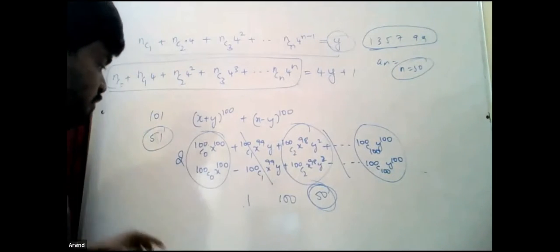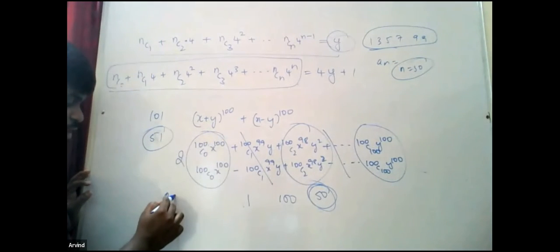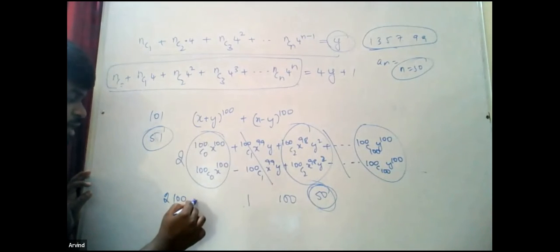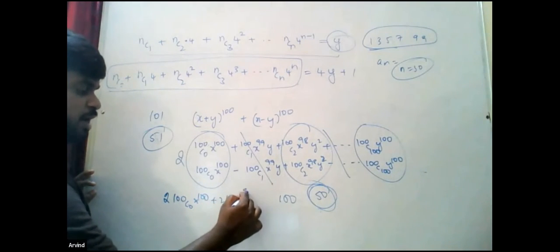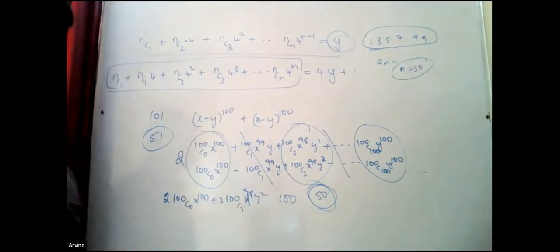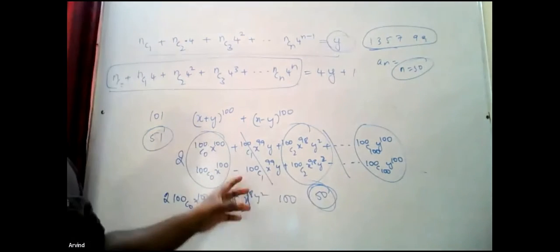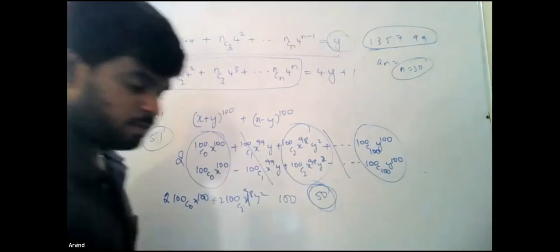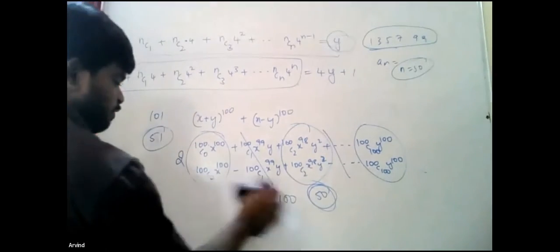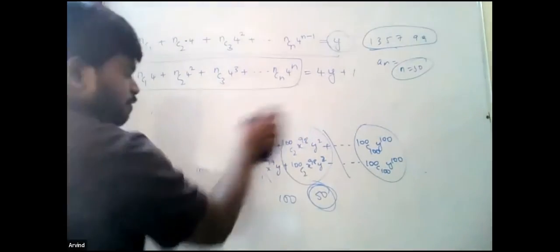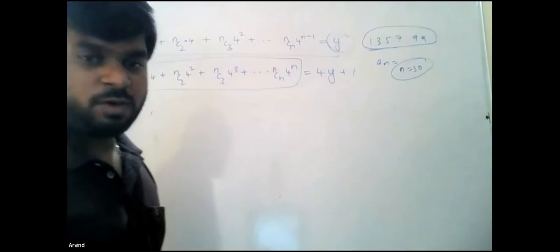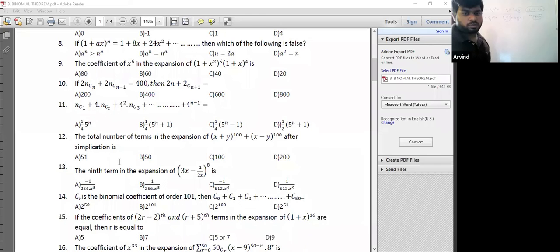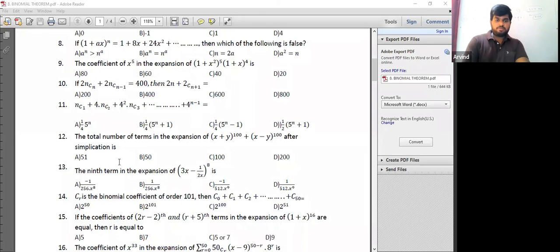After simplification, it is 2 times 100 C0 x to the power 100, plus 2 times 100 C2 x to the power 98 y squared, and so on. So 50 terms cancel and 51 terms remain. Only the odd-numbered terms cancel. So for x plus y whole to the power 100 and x minus y whole to the power 100, after cancellation there will be 51 terms.